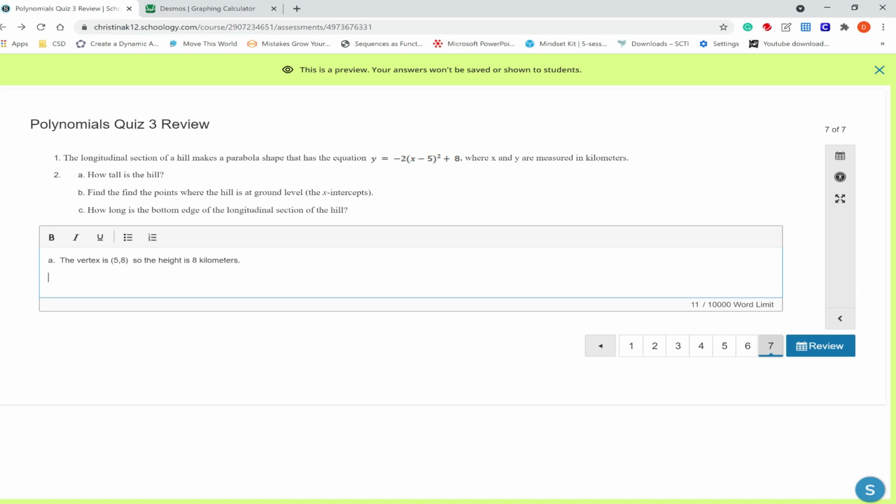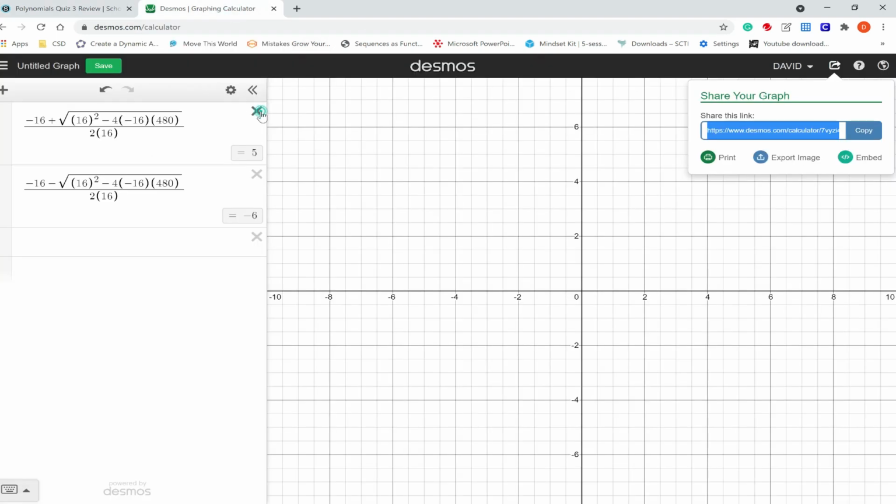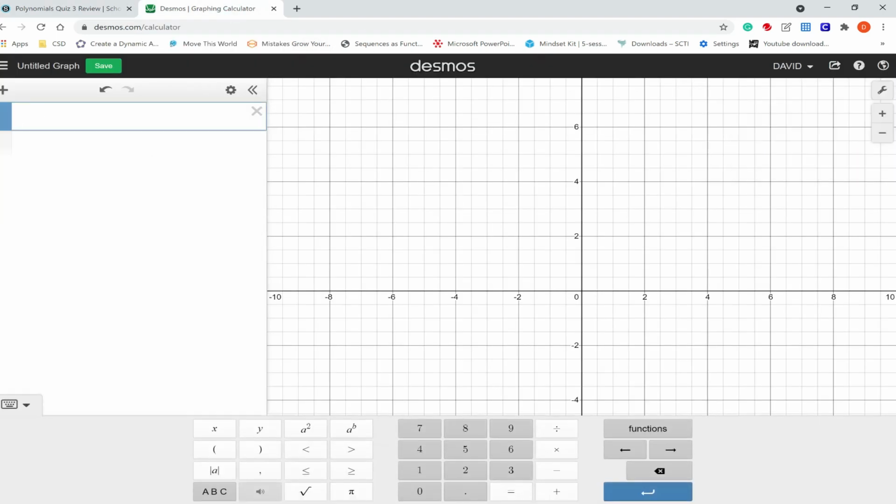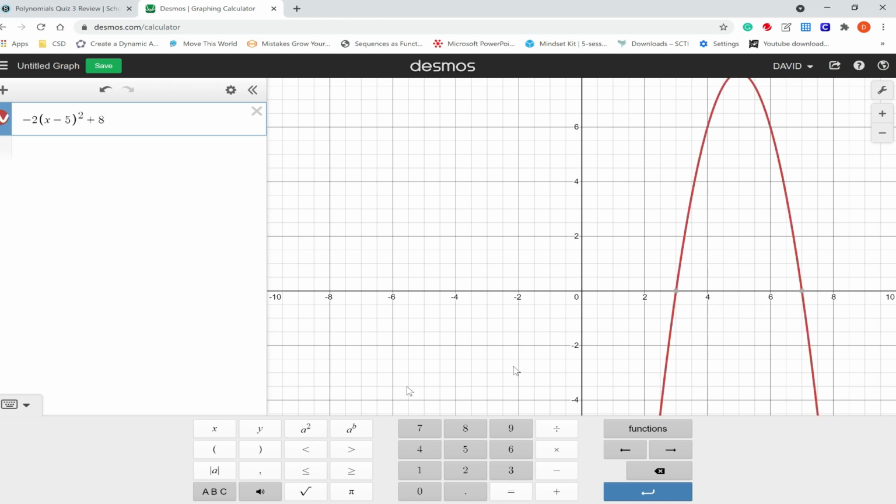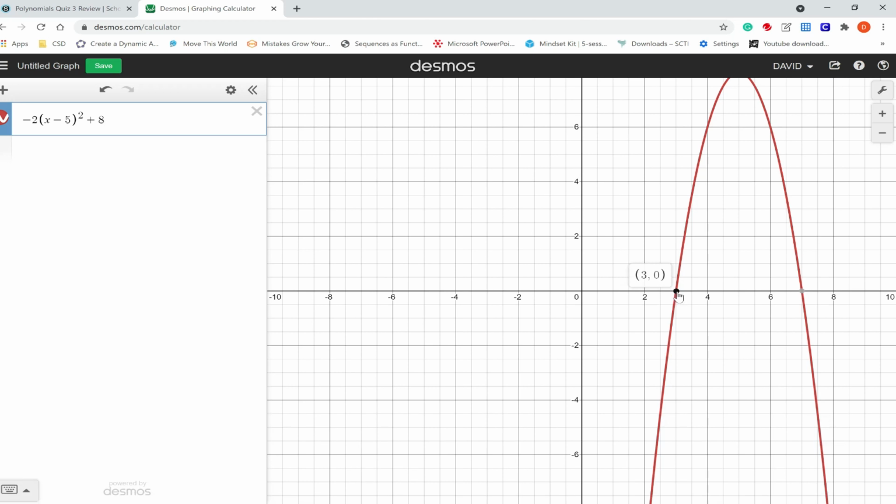Okay, it says find the points in the hill where the hill is at ground level, the x-intercept. So we're just going to type this in the Desmos. So clear out everything that we've had previously. Negative 2, parentheses, x minus 5 squared plus 8. So our x-intercepts are 3, 0, and 7, 0.